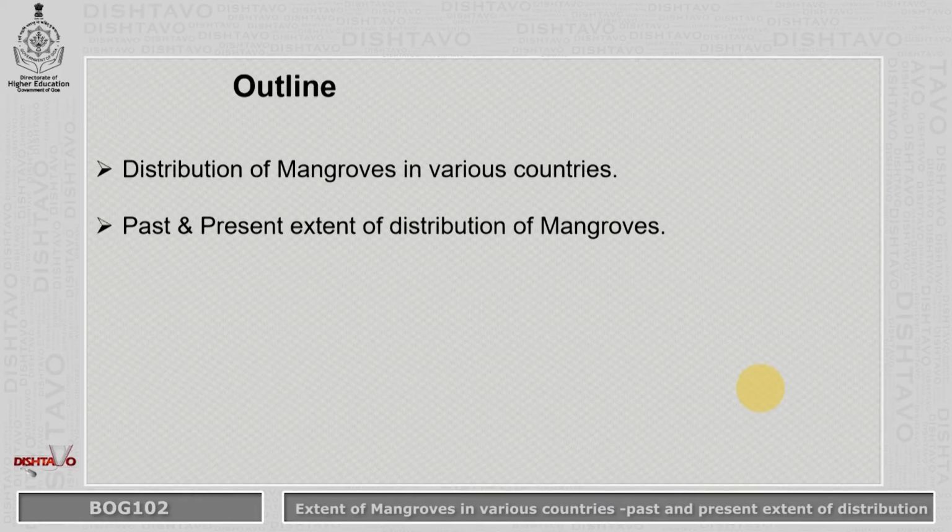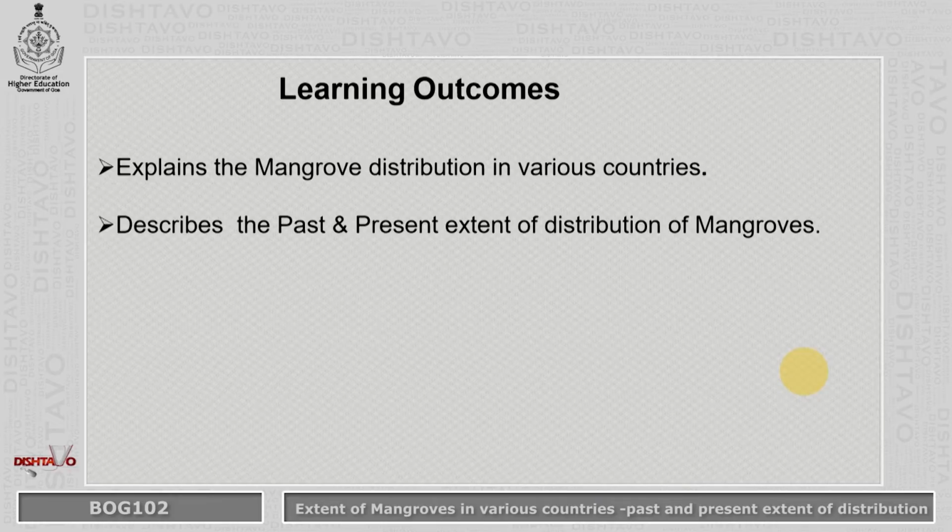Coming to the outline, in this module we'll be discussing the distribution of mangroves in various countries, and the past and present extent of distribution of mangroves. Learning outcomes: students will be able to explain mangrove distribution in various countries, and describe the past and present extent of distribution of mangroves.